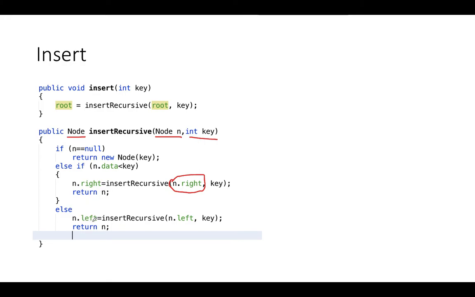Else, we try to add it in the left part of the root. Okay? And then we return it. So this is the helping method, and then we can make a public void insert key, and we call this method for the root. So this method will insert the node in the correct place.